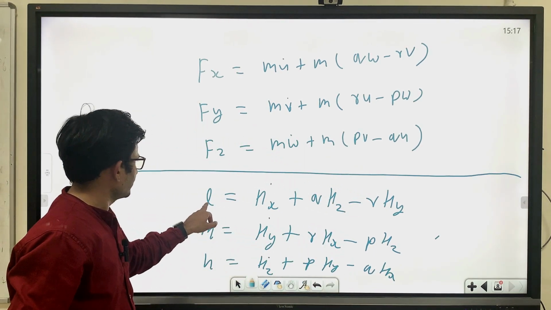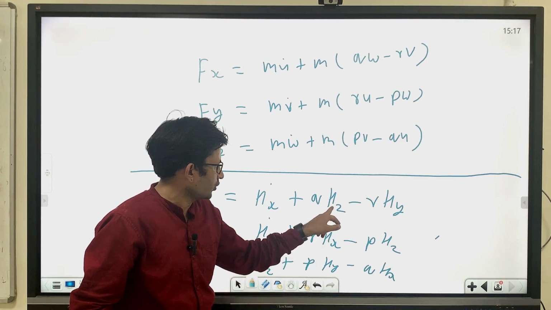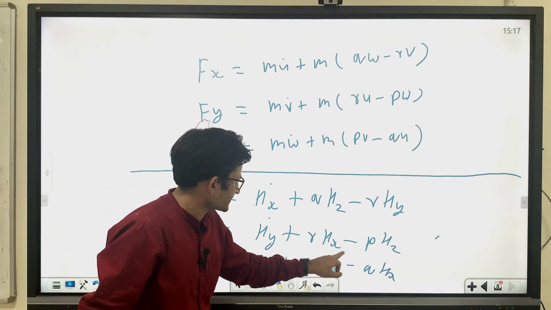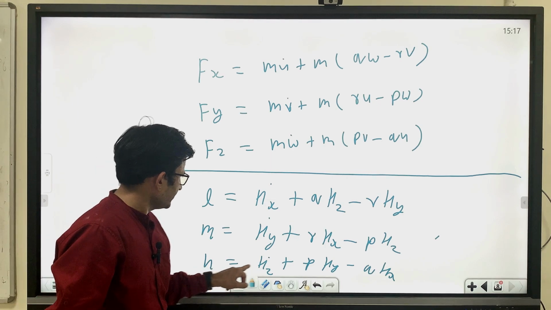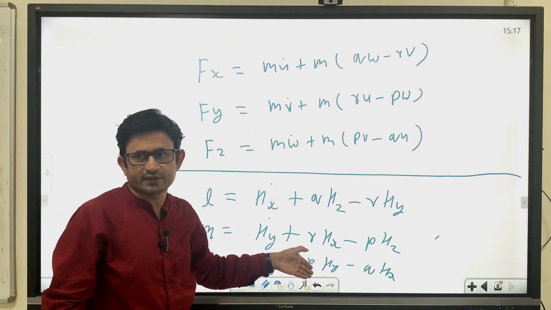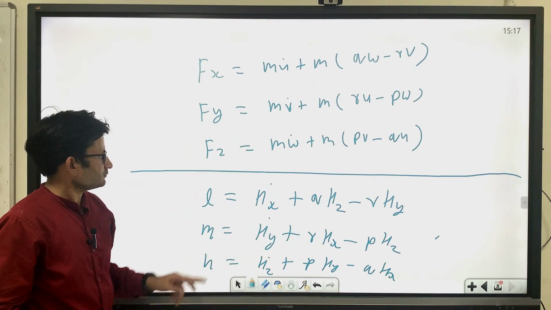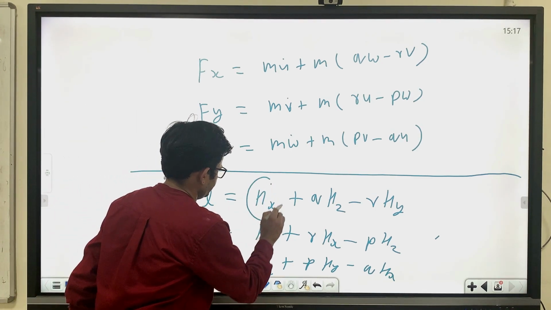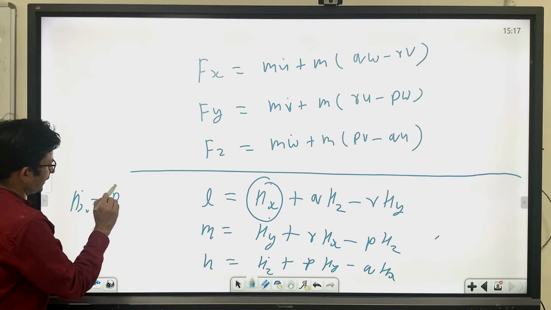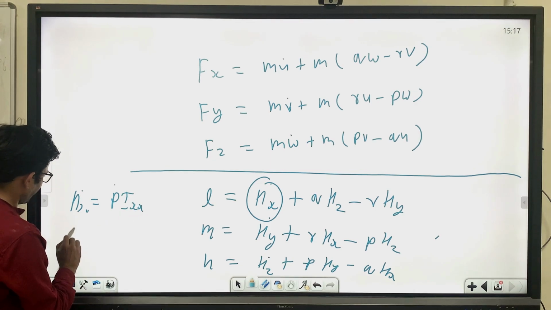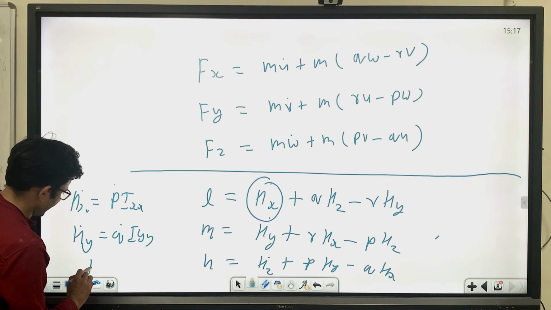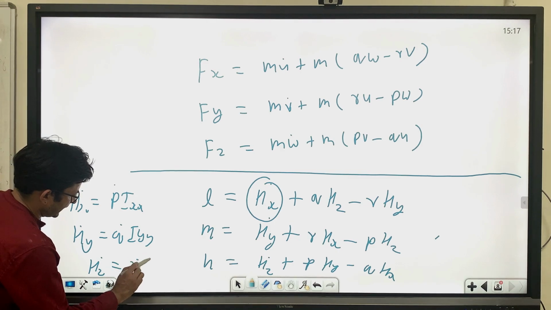So when I have this x axis, there is no x component, only z and y are there. When I am taking y axis, there are x and z components, and when I am taking the yawing axis, there are only x and y present. Okay. So by seeing this, you have written this. Now this Hx dot, Hy dot. So Hx dot is p dot into Ixx, and Hy dot is q dot into Iyy, and Hz dot is r dot into Izz.